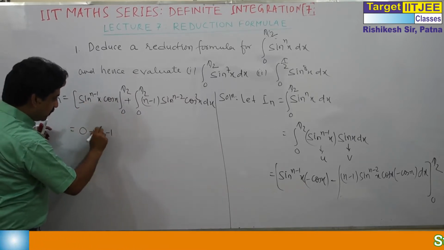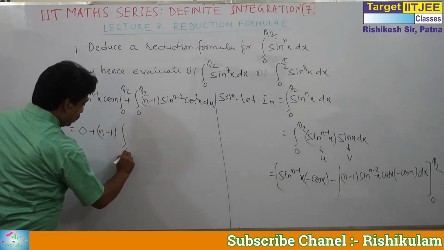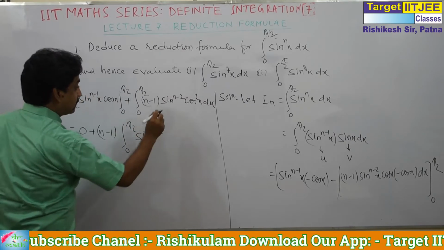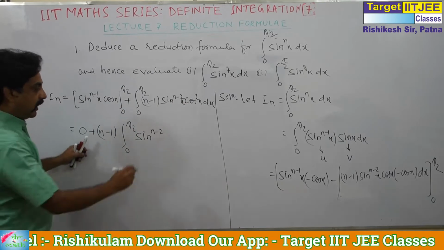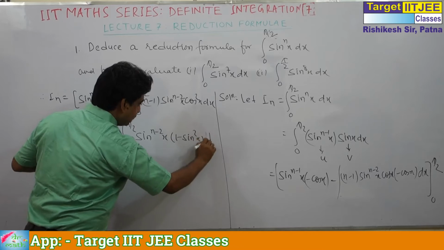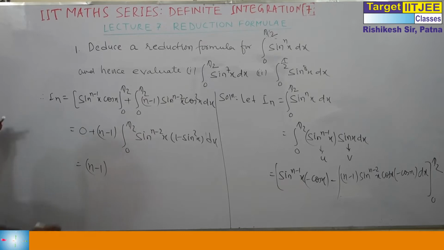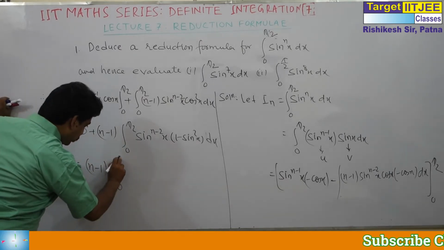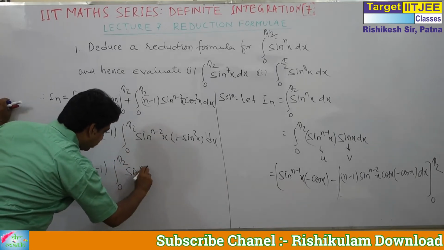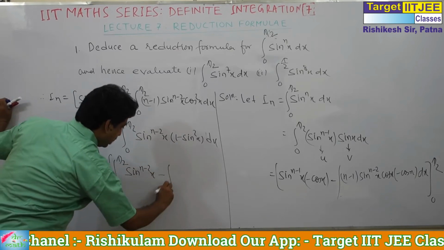Take n minus 1 outside. The integral from 0 to pi by 2 of sine to the power n minus 2 x, and I have to write cos square x as 1 minus sine square x. Now, see what we get: n minus 1, the integral from 0 to pi by 2. Multiply this by this: sine to the power n minus 2 x, and by this, dx.